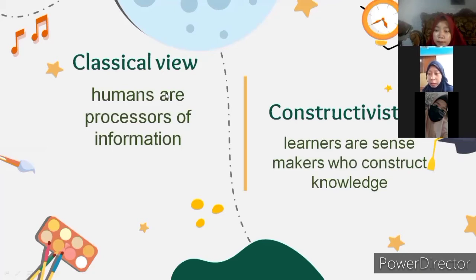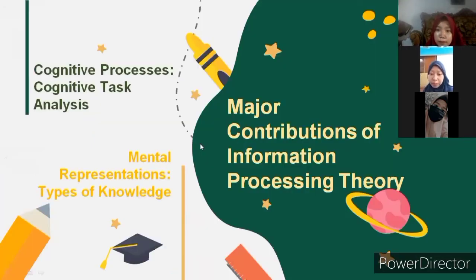On the next slide, we are going to talk about major contributions of information processing theory. Okay, so there are two major contributions of information processing theory. The first one is cognitive processes, and the second one is mental representation, which talks about types of knowledge. Now let's talk about it one by one.